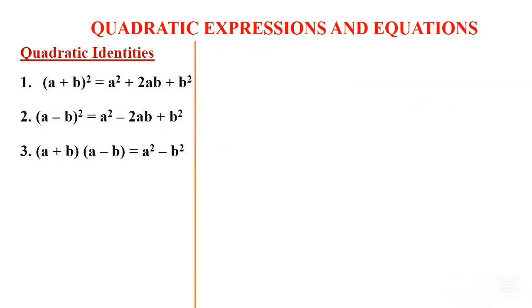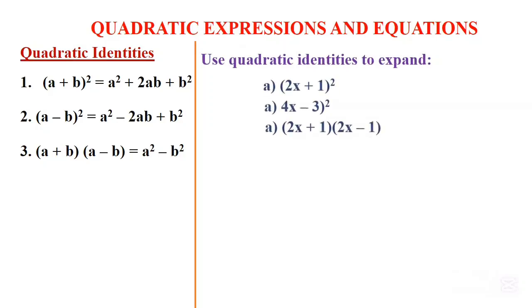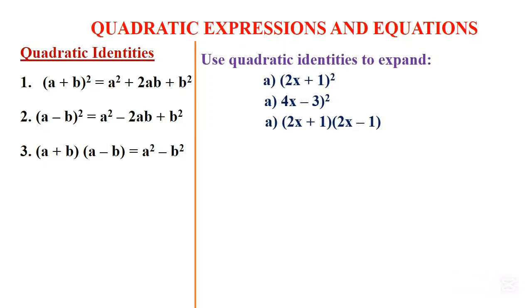Going ahead, I want you to use quadratic identities to expand the following: 2x plus 1 squared, then 4x minus 3 squared, then 2x plus 1 into 2x minus 1. You can try it out. Pause the video, try it out. After you are done, you can post your answers in the comments.